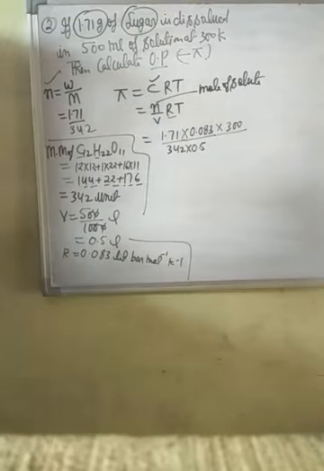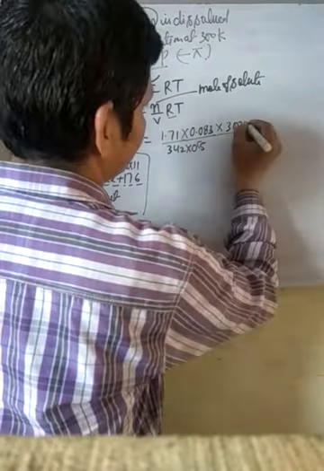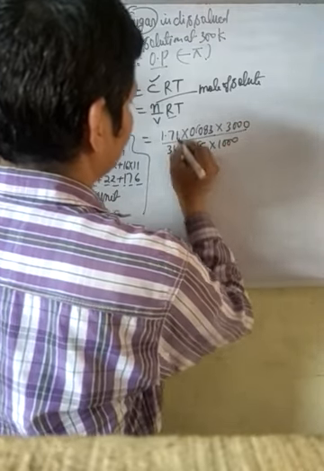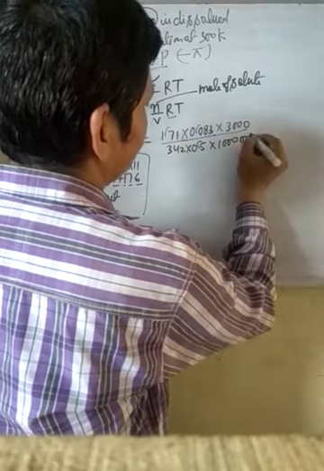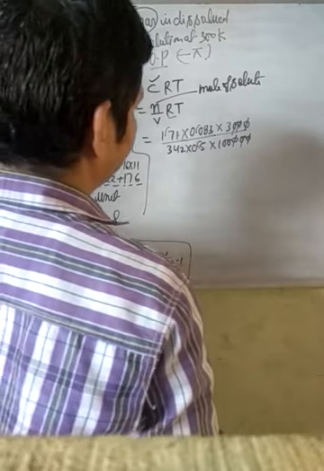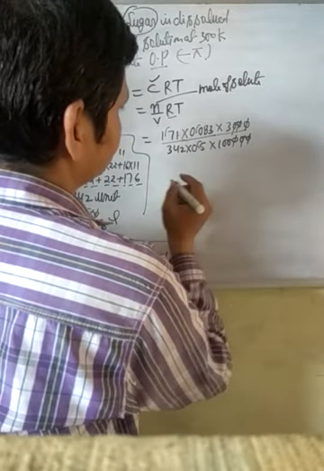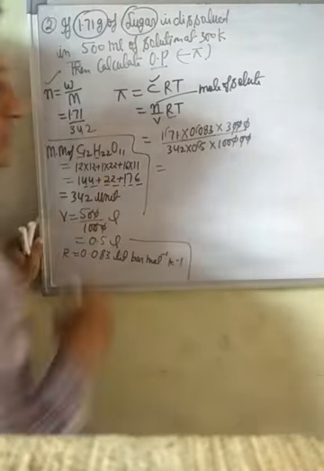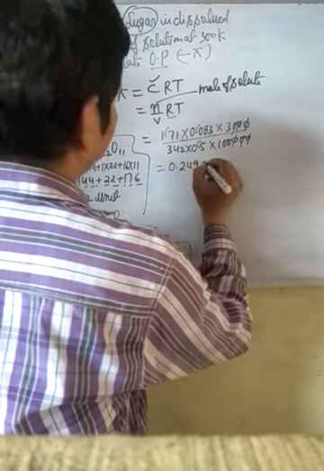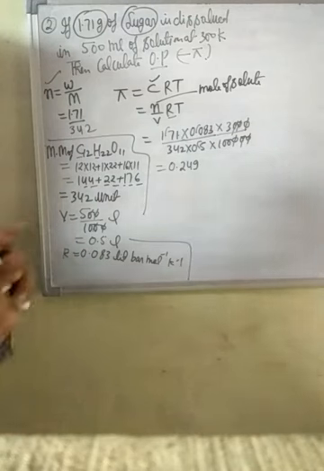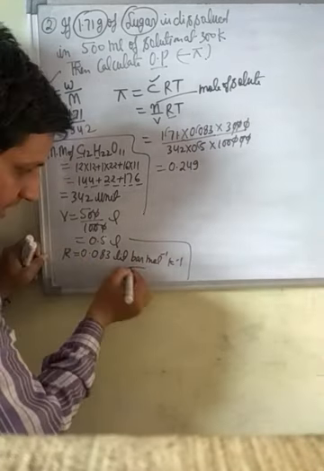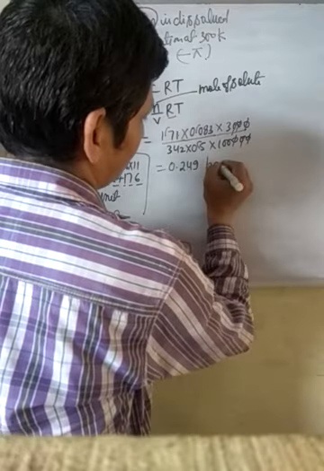Okay students, now we have to solve it. Remove the decimal points and cancel the zeros, and when we solve it, we get 0.249. The unit of pi we have to take here is bar, because the value of R taken is in bar.